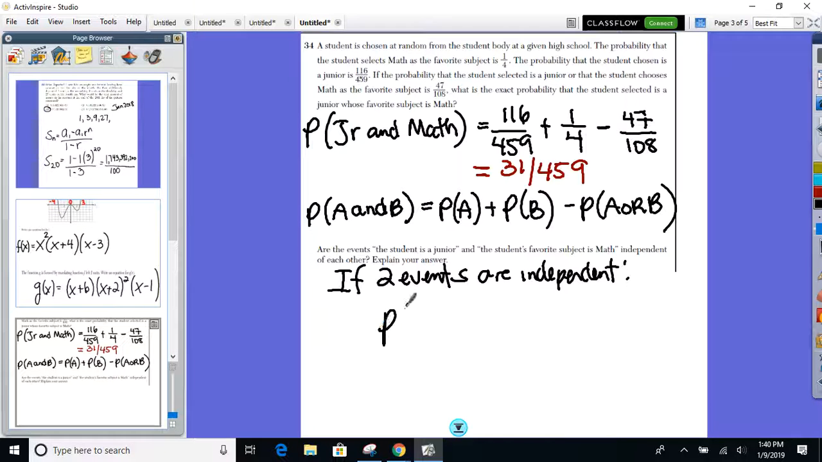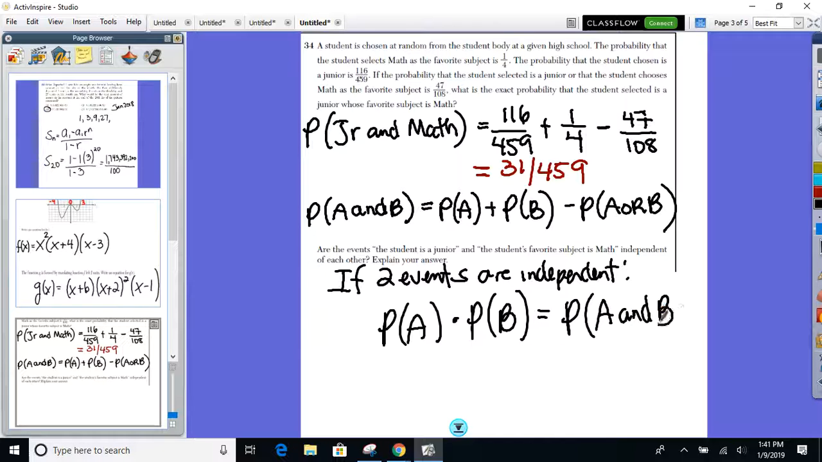Yes, the probability of A times the probability of B has to be equal to the probability of A and B. If they're independent, those sides are equal.